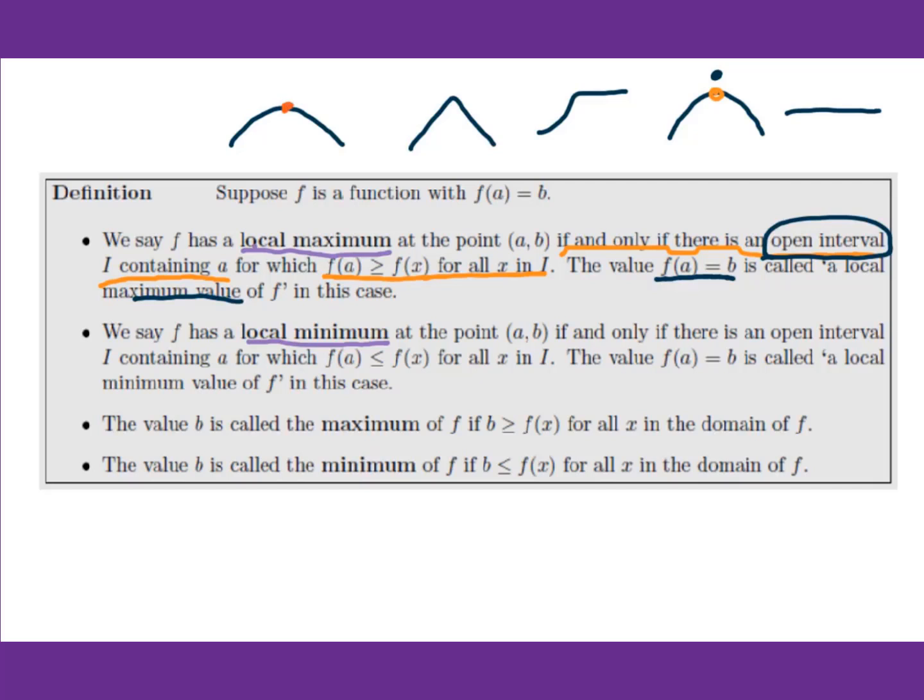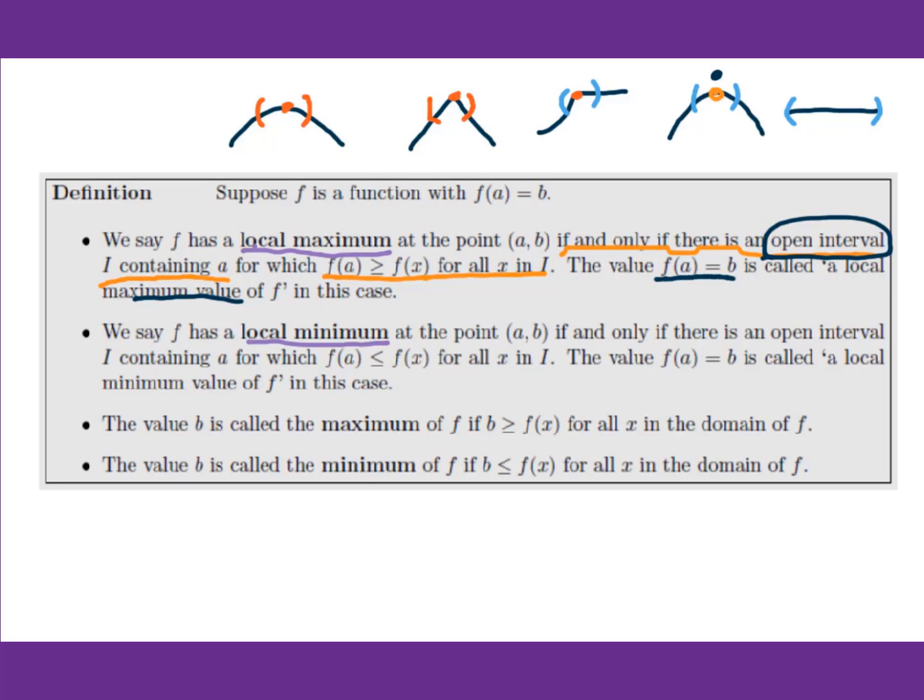We have a local maximum over here because we can form an open interval. We have a local maximum here because we can form this open interval. We do have a local maximum over here because we can form this open interval. We have a local maximum for these points because we have this open interval. For a horizontal line, we can form this open interval, so a horizontal line is a local maximum too.